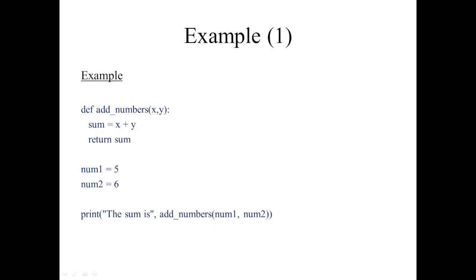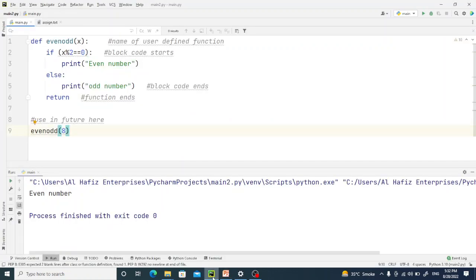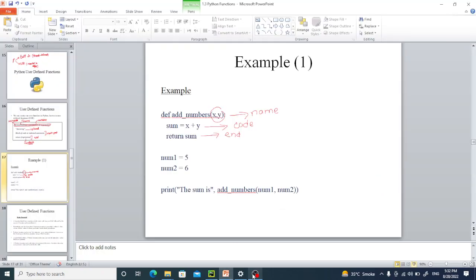So here is the first example. This function is used to add two numbers, and these numbers are x and y. In this case, you can see that first we have written the name of the function. In the second line, we have written the code of the function, which is the main part, and this line shows the end of the function, and we can use it anytime in future as well. So let me use this in Python software and see how this works. I am going to open Python software to show how this works.